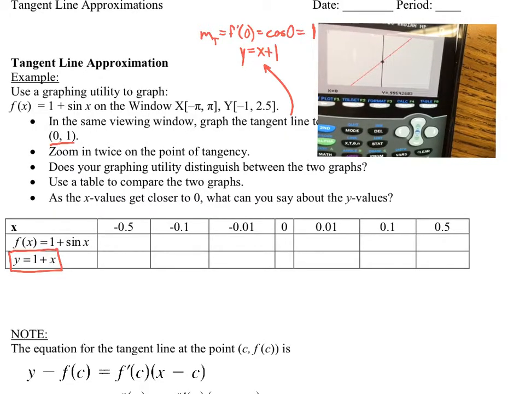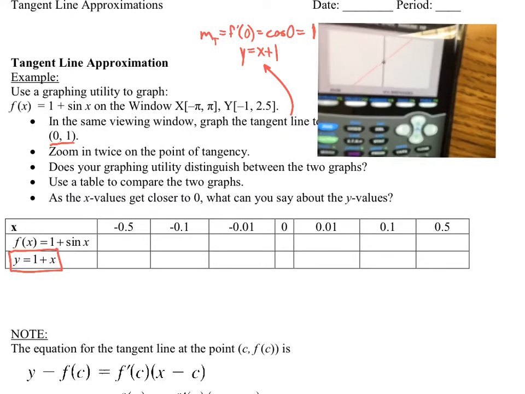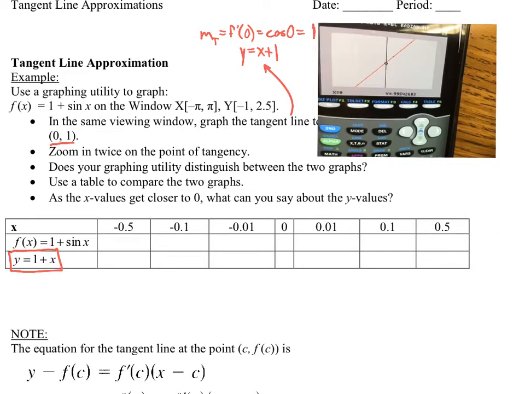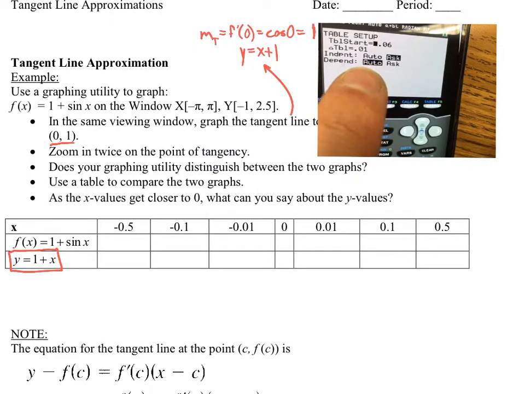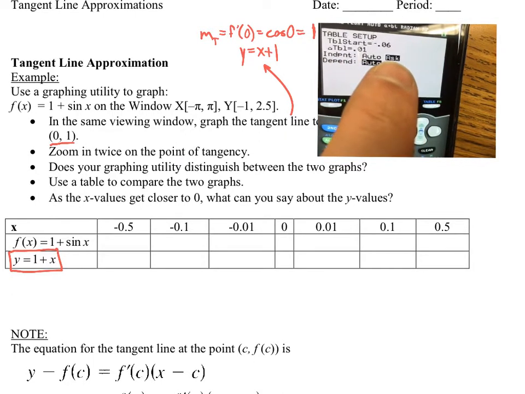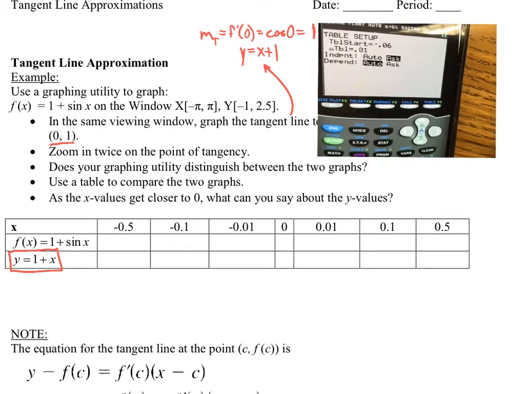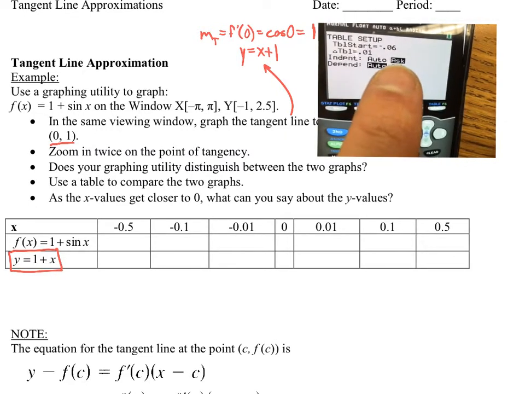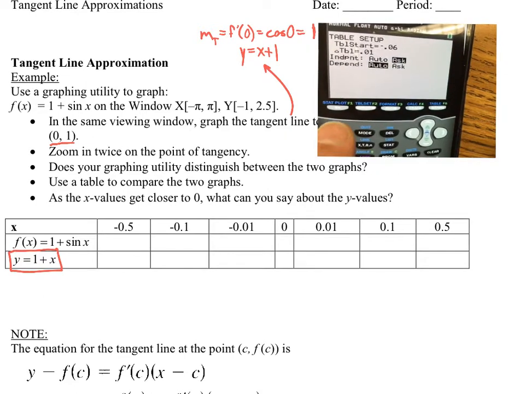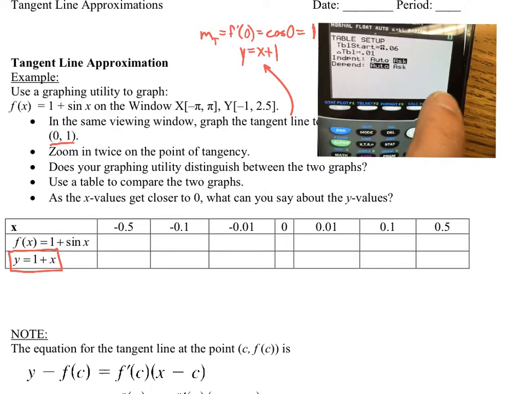So the next thing we are asked to do is use a table to compare the two graphs. So there's a cool thing that you can do with the table. We haven't used tables a whole lot, but if you go to second table set, okay, you'll notice table set and delta table. We've worked with that before. Something different though here is you can actually tell it to ask you what the independent variables you want are. Okay, we could have used this back when we were finding limits with the table as well. But I'm going to make sure that that is set to ask on the independent variable. And then I'm going to hit second table to view my table.